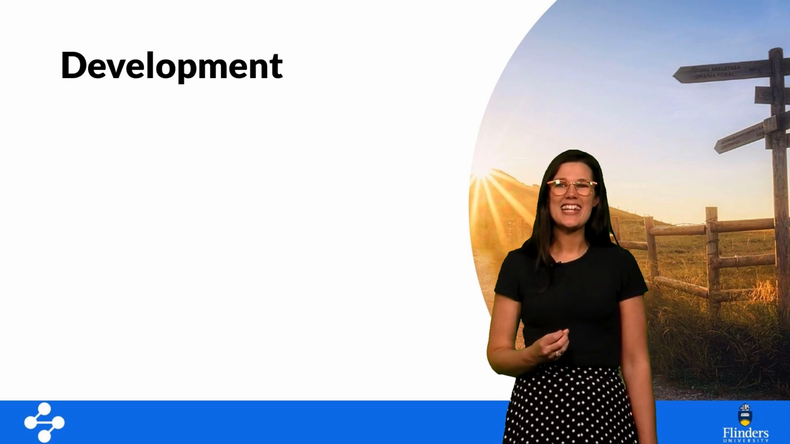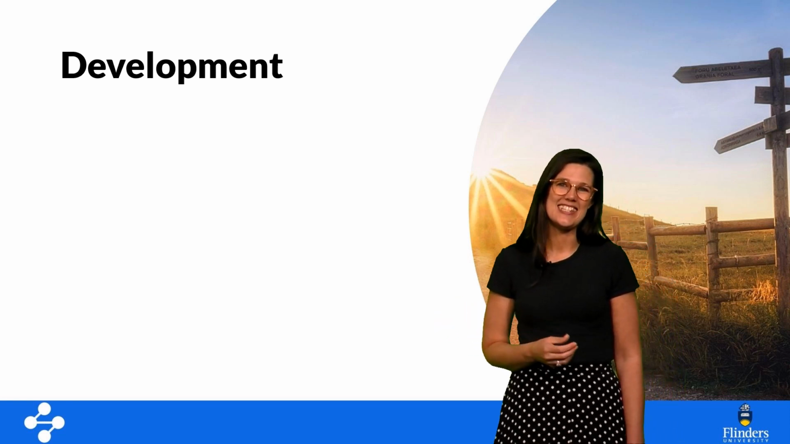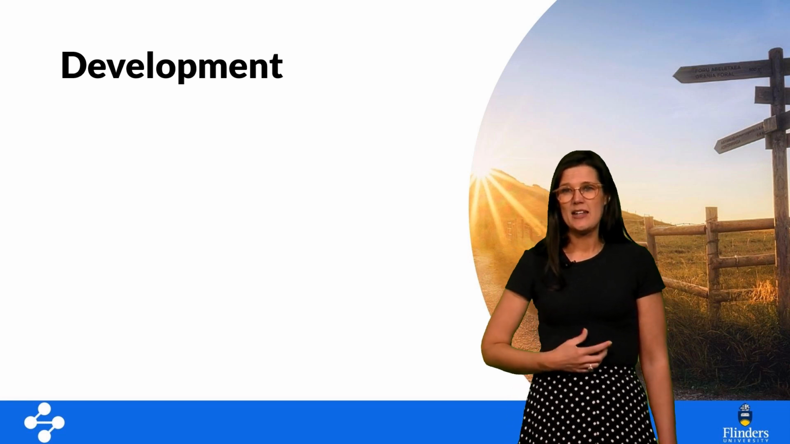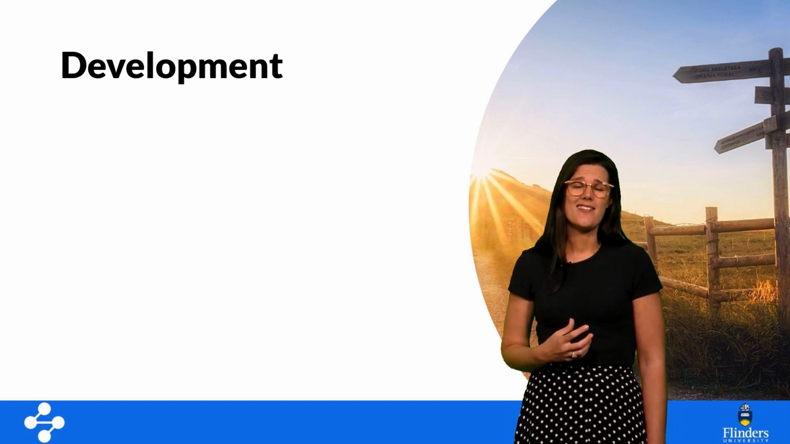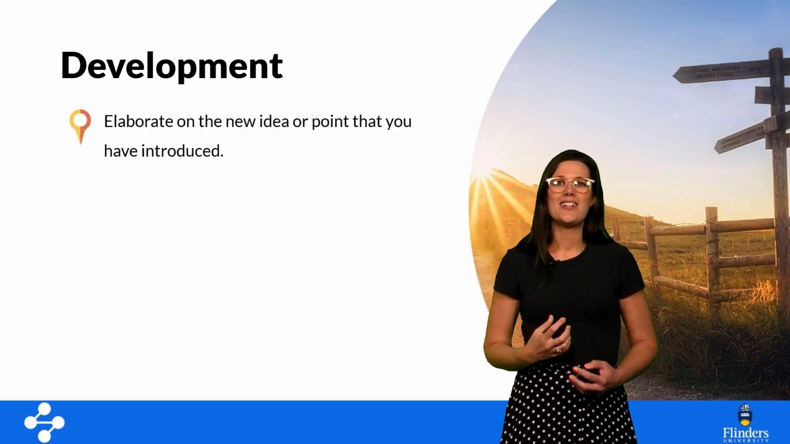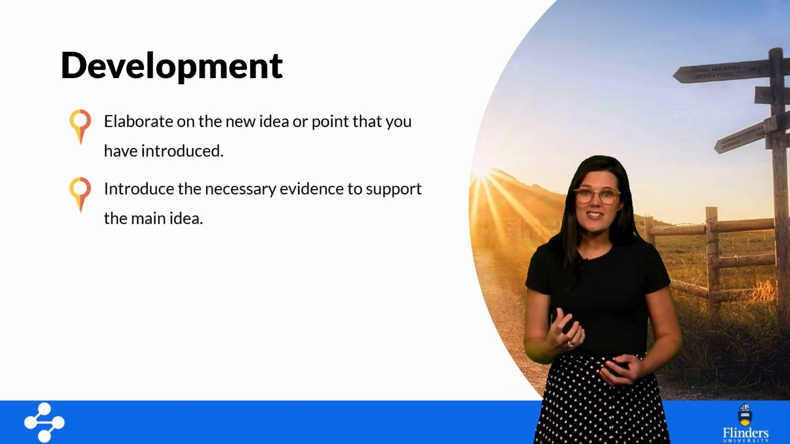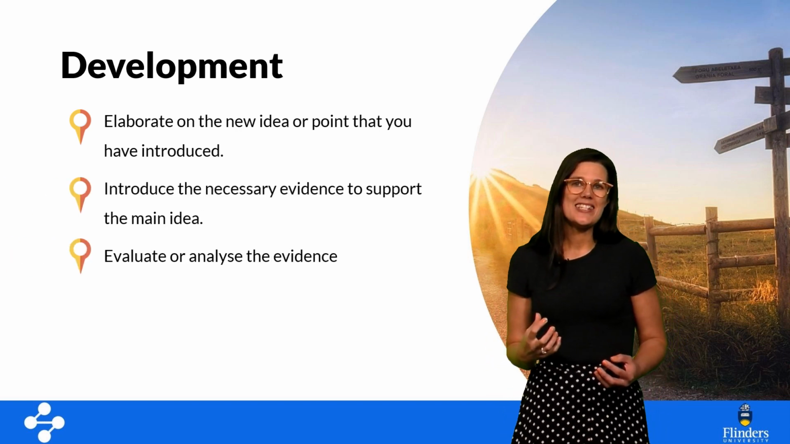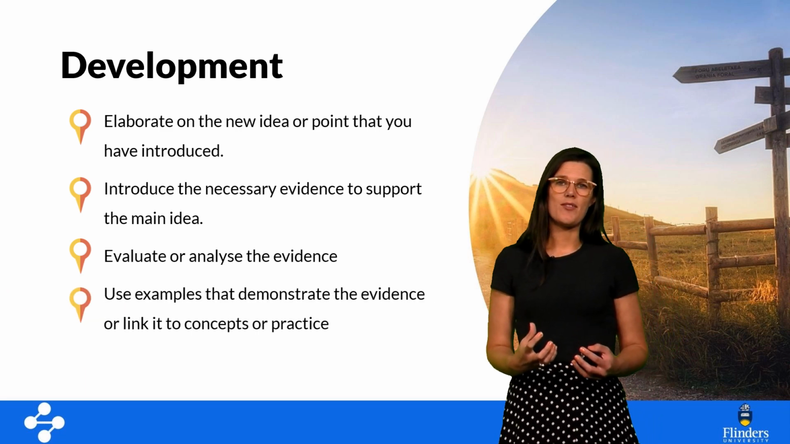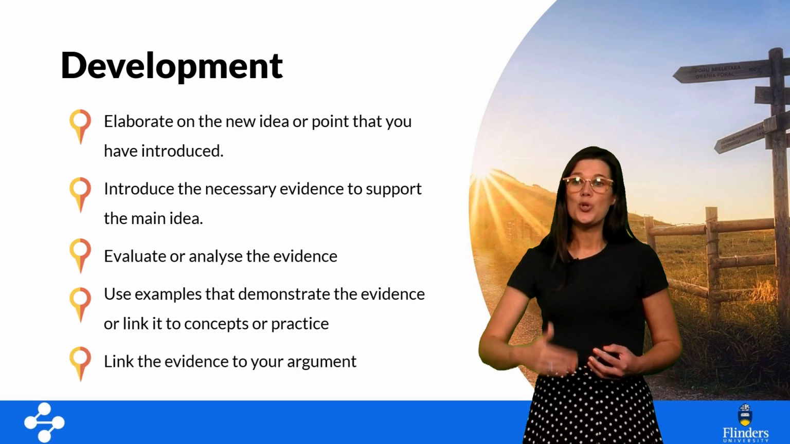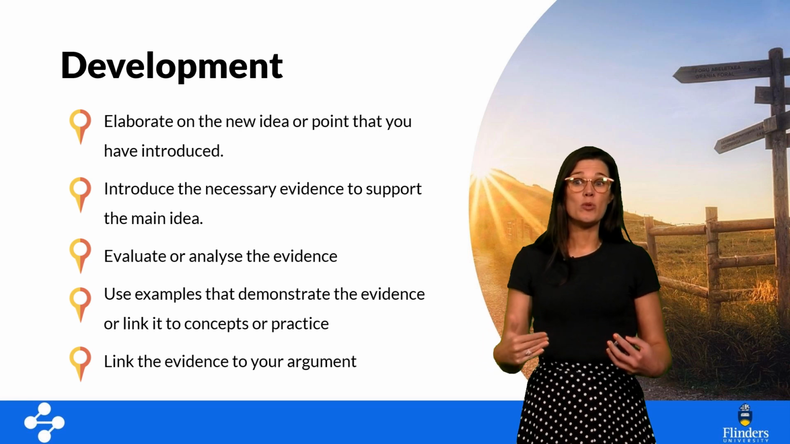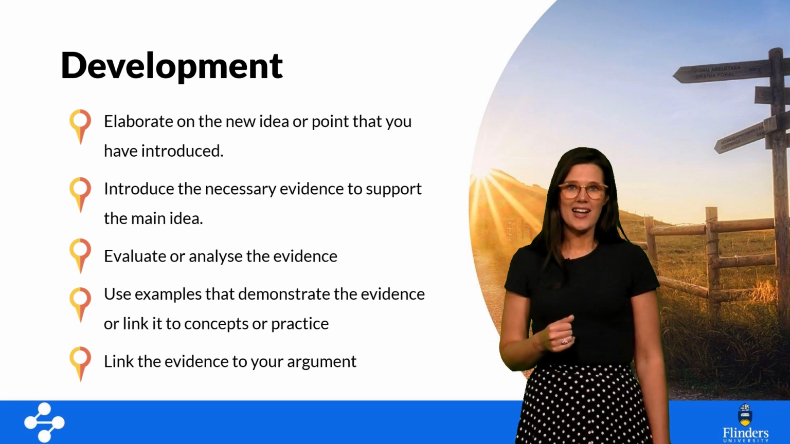Paragraphs aren't merely there to make a large slab of text easier to read. Really, they help us to logically structure and develop our ideas. And in most forms of writing, particularly in academic writing, the supporting sentences are where we do this work. It's where we elaborate on ideas by introducing evidence that supports it, by evaluating or analysing that evidence, using examples to demonstrate that evidence, and of course linking the evidence and examples back to your overall argument.